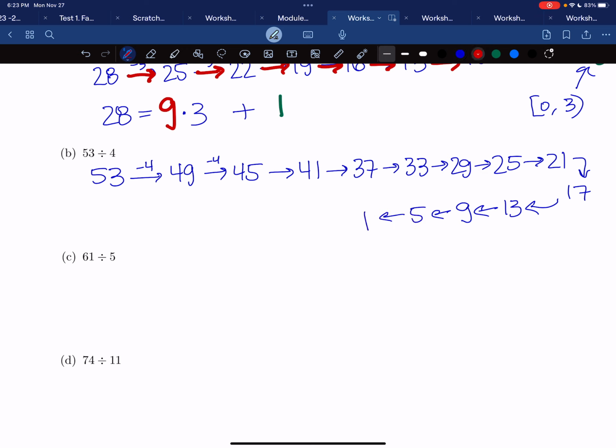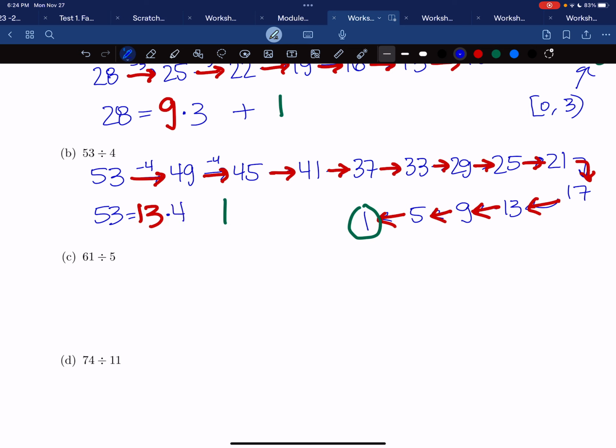And so what we see, if I count this up again, is 1, 2, 3, 4, 5, 6, 7, 8, 9, 10, 11, 12, 13, and we ended on the 1. And so what that gives us is that 53 is equal to 13 times 4 plus 1.